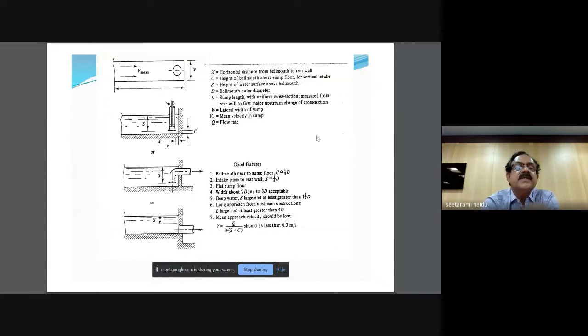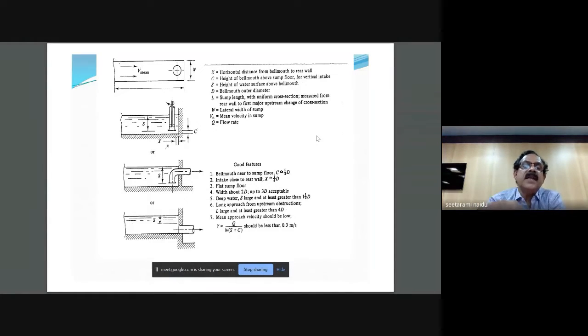There are nomenclatures for the structure of a sump. You can place a pump at the side, but the side distance X should be at least 1/4 of the bell mouth diameter, and this space half diameter. This clearance, where is it? C. C can be half diameter. These are the standard practices where we can fit.